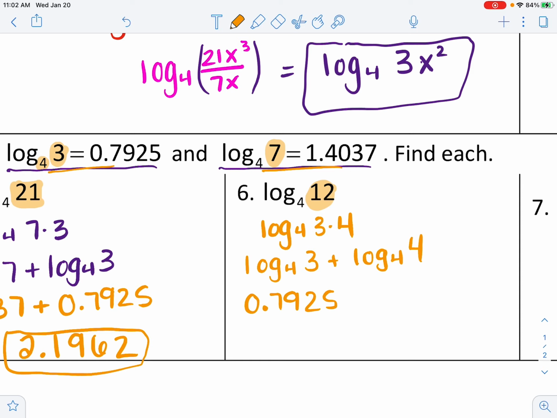Well, remember, log base 4 of 4, anytime you take the log of the base of that same number, it always reduces to 1, right? 4 to what power is 4? It's just 1. So this one reduces to 1. And so that way, we're able to add these two together, and we get 1.7925 as our answer.